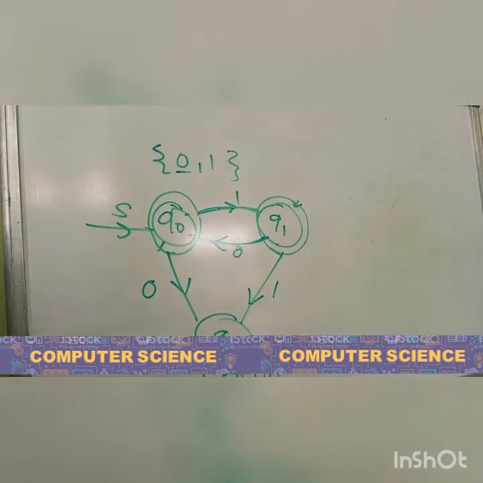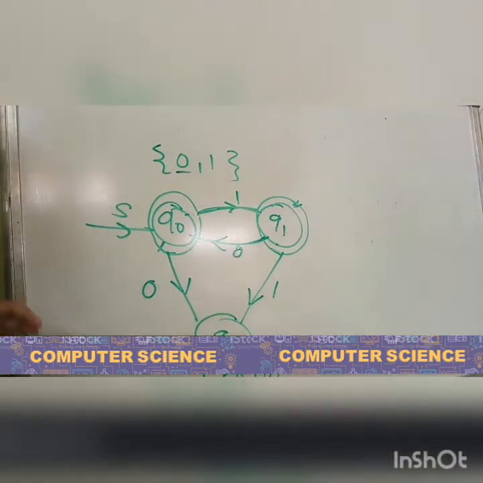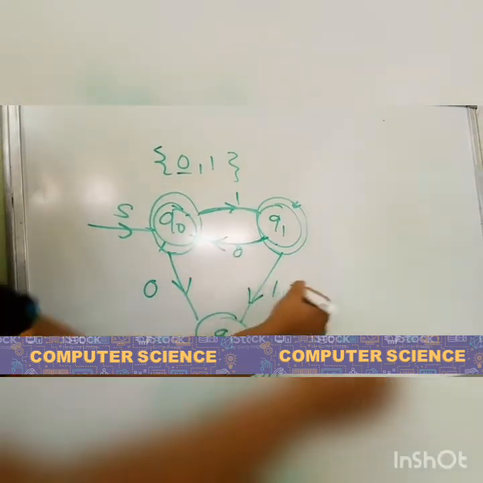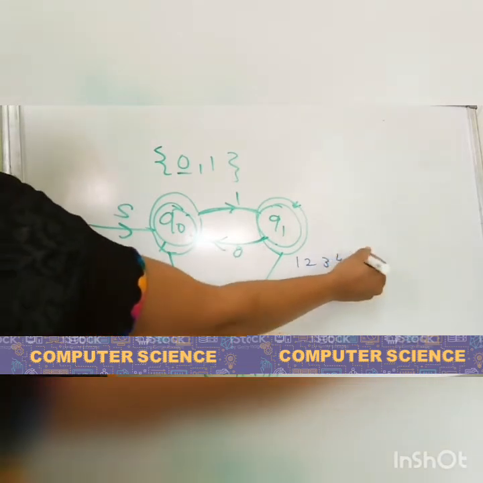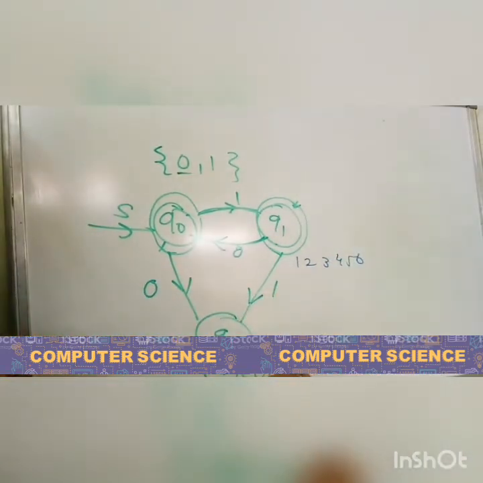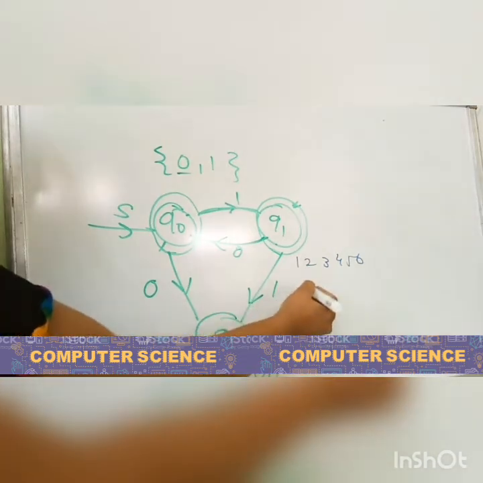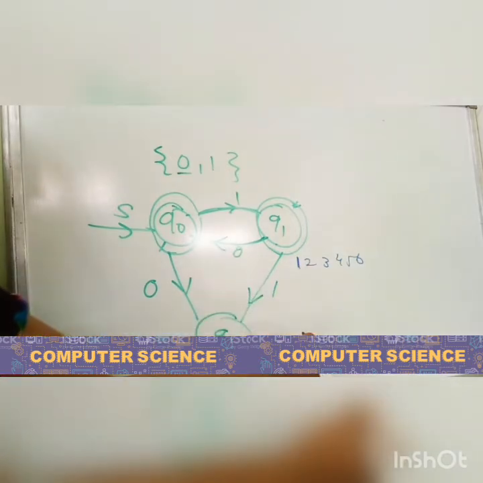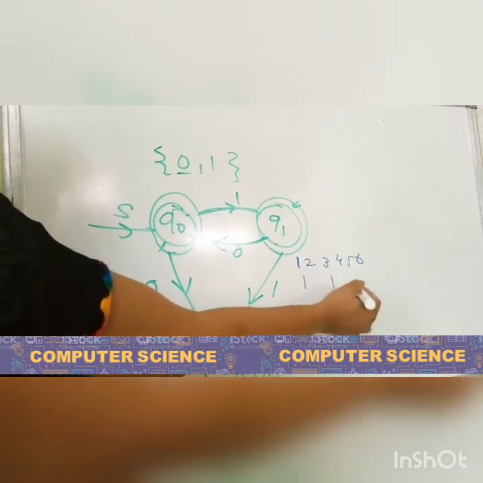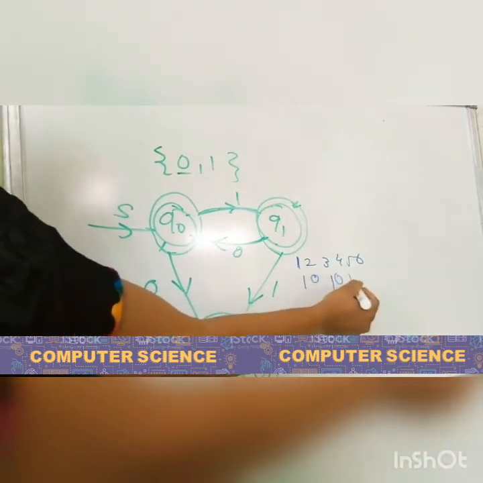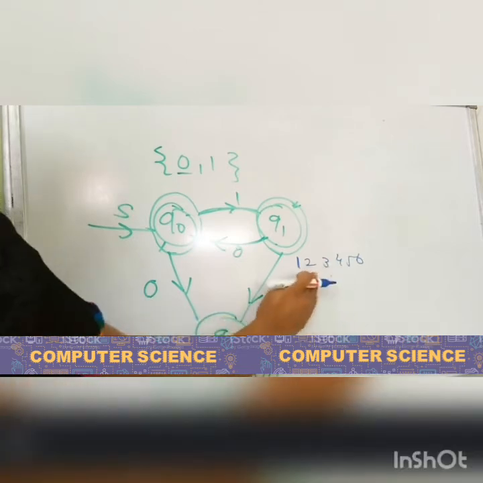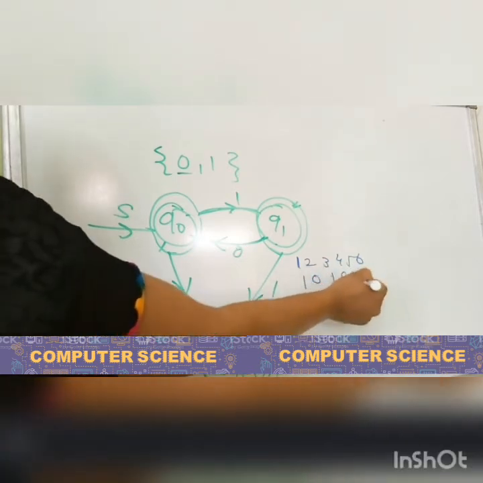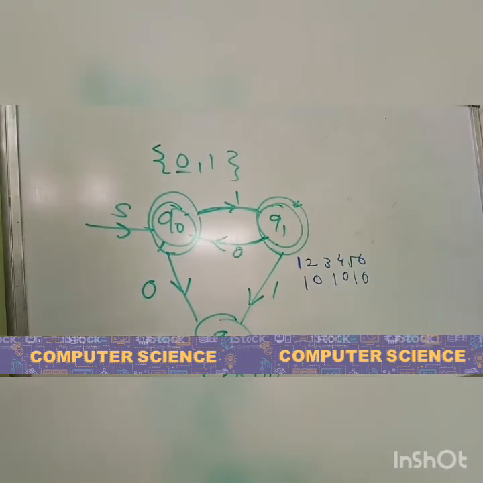Now we will try to trace our machine by taking one example. Suppose 1, 2, 3, 4, 5 and 6. Consider this 6-length string. According to our DFA logic, we have to accept zeros at the even positions and 1 at the odd positions. Place 1 at these odd positions and zeros at the even positions, and try to trace this through our DFA.